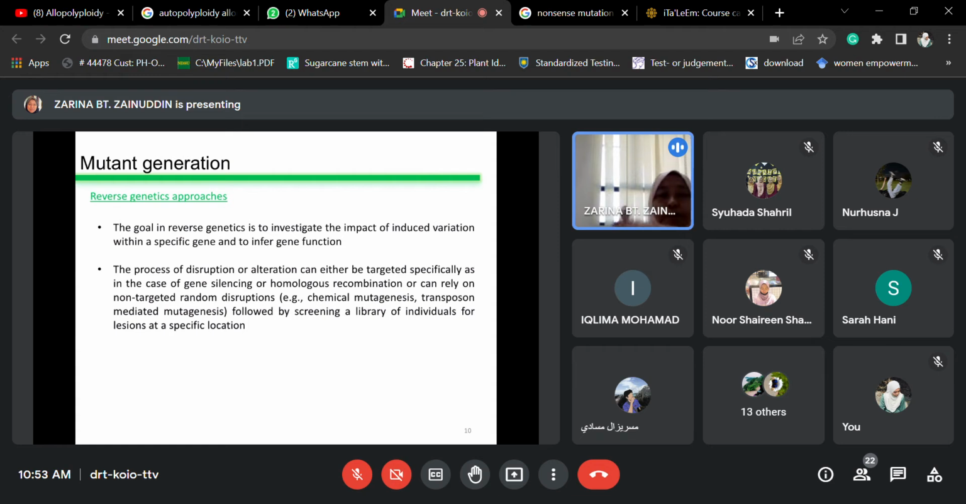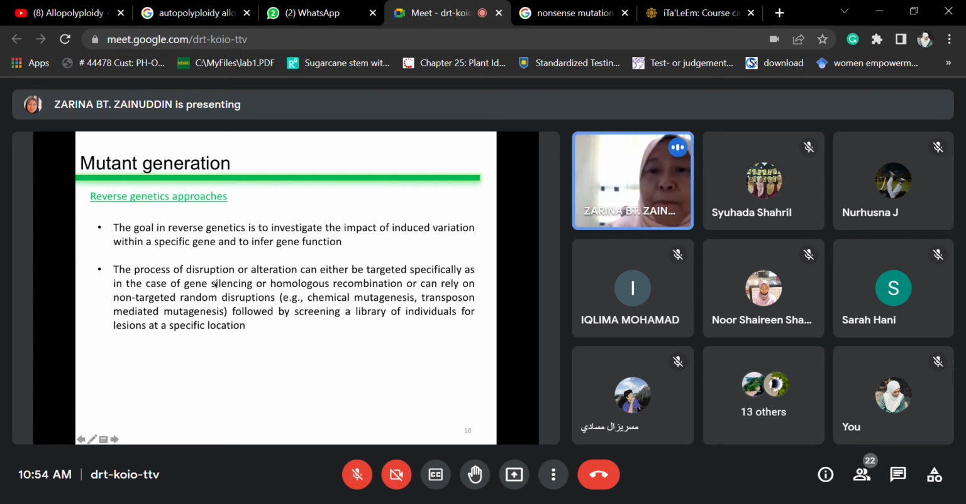Okay, so the role of reverse genetics in this case is that we want to study gene function. Like I said, what is the function of the gene? This gene is responsible for which phenotype? Which characteristic or which trait? So the process of disruption or alteration can either be targeted specifically. You can specifically target where in the genome of the plant you want to disrupt or mutate. This can happen if you use the technique of gene silencing, which is very specific.